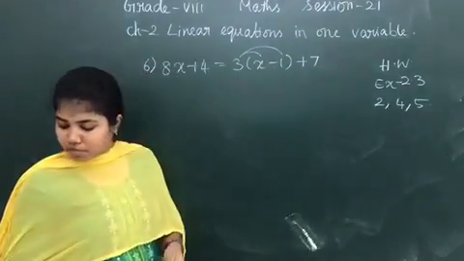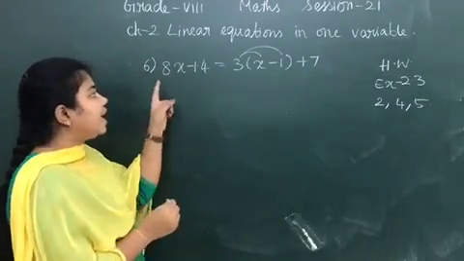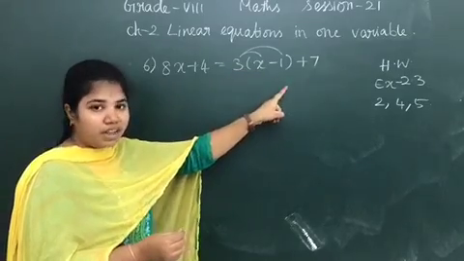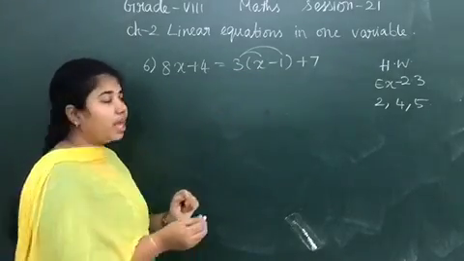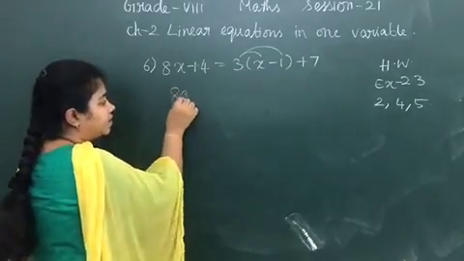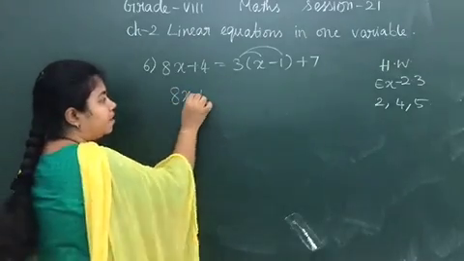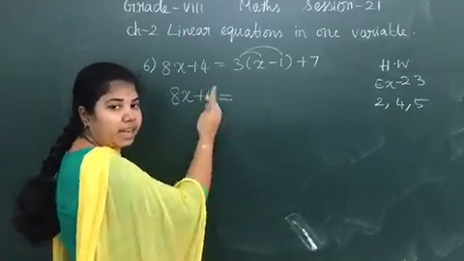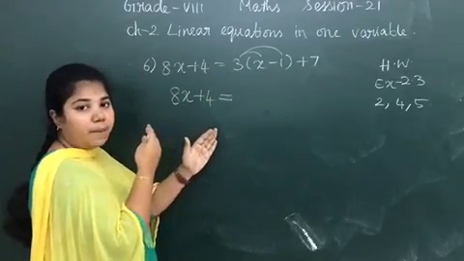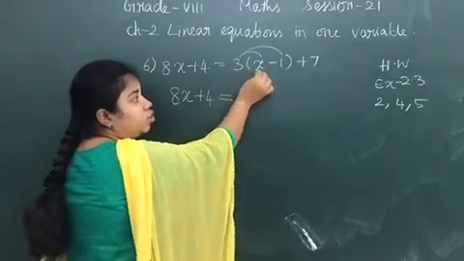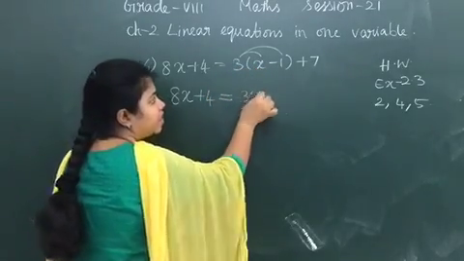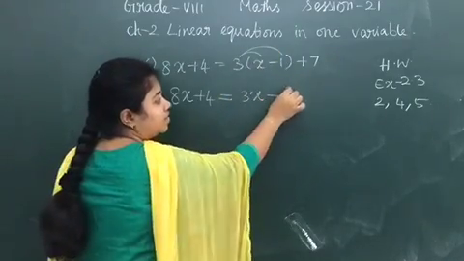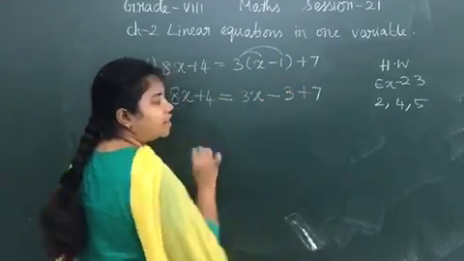Now listen to the sum. 8x plus 4 is equal to 3 into x minus 1 plus 7. Okay. So 8x, let it remain the same, plus 4 is equal to, first let us clear the bracket, then we shall bring the variables to one side. 3 into x is 3x minus, the basic operation is minus, 3 into 1 is 3 plus 7.